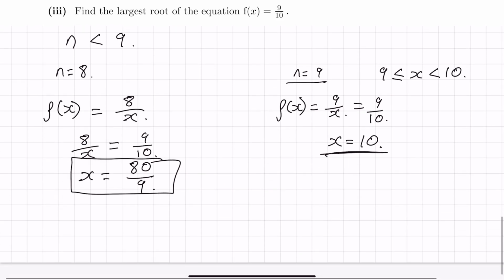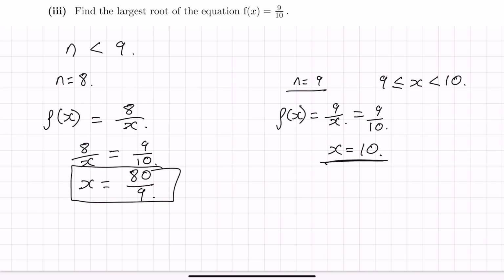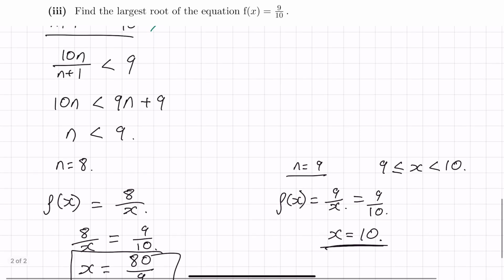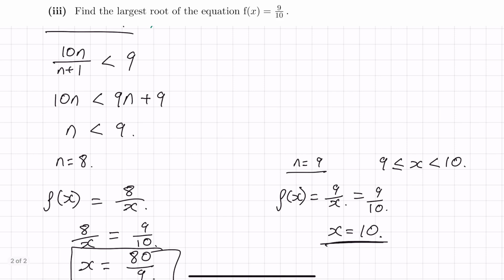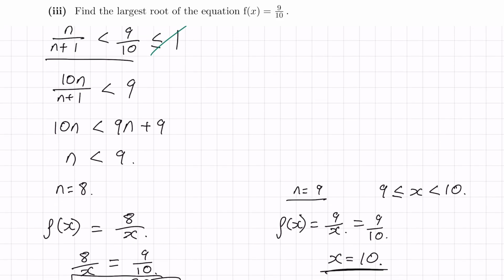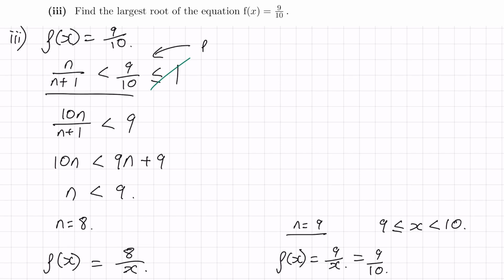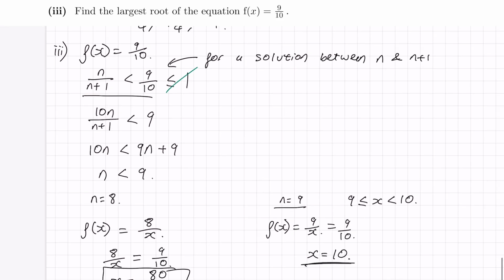And then what I would generally do, if I was doing this in an exam, is make my writing a bit clearer. I've been a little bit all over the place here. I've given a condition, but I've not really talked about what that condition is, so it might be handy to write: for a solution between n and n plus 1, this condition must hold.